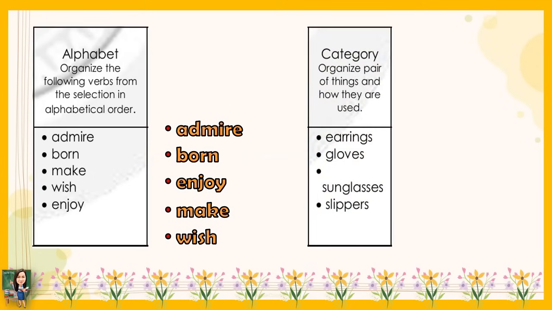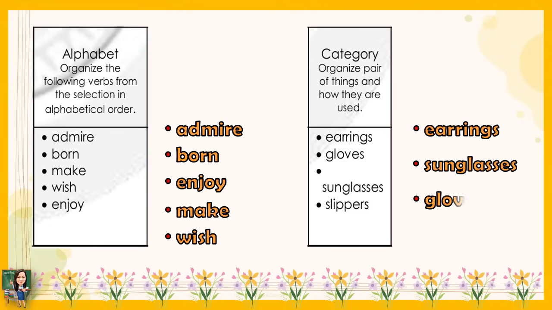Category: organize pair of things and how they are used. Based on the selection that we have read, the pair of things in category are earrings for ears, sunglasses for eyes, gloves for hands, and slippers for feet.